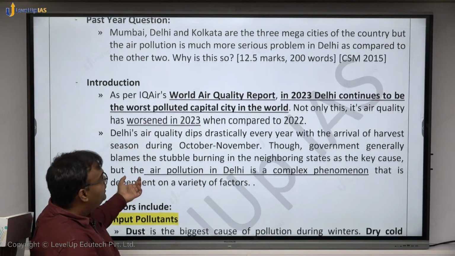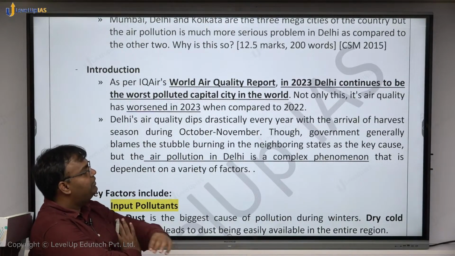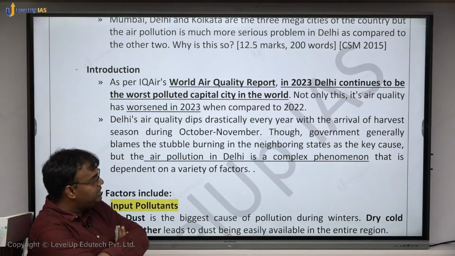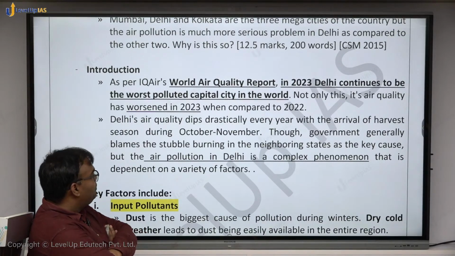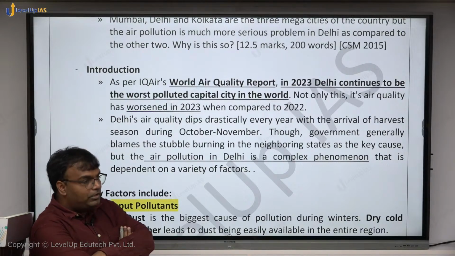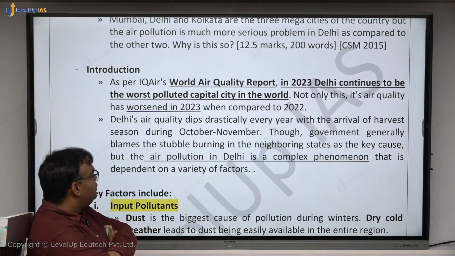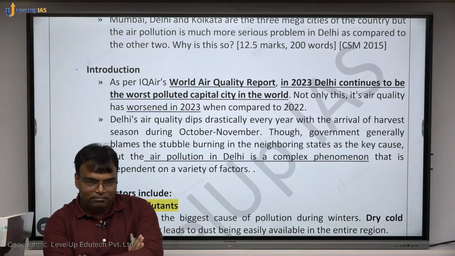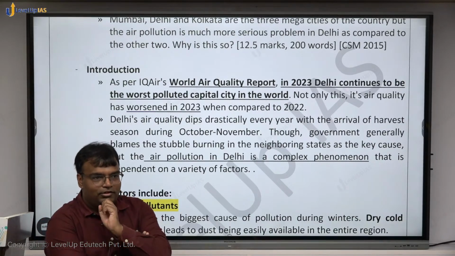The second is: Delhi's air quality dips drastically every year with the arrival of harvest season during October-November. Though the government generally blames the stubble burning in the neighboring states as the key issue, the air pollution in Delhi is a complex phenomenon that is dependent on a variety of factors. The factors are the main body. Start from here. Got it?